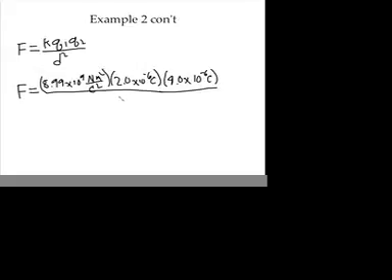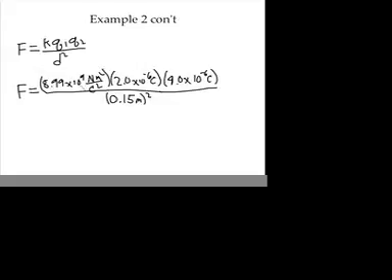And then we're going to divide that by the distance between them, which was 15 centimeters. But you notice we have meters up here, so we have to change the 15 centimeters into meters. If you remember from chapter 1, all we have to do is move the decimal point over twice, and now we'll be in meters, so 0.15 meters, and we have to square that.